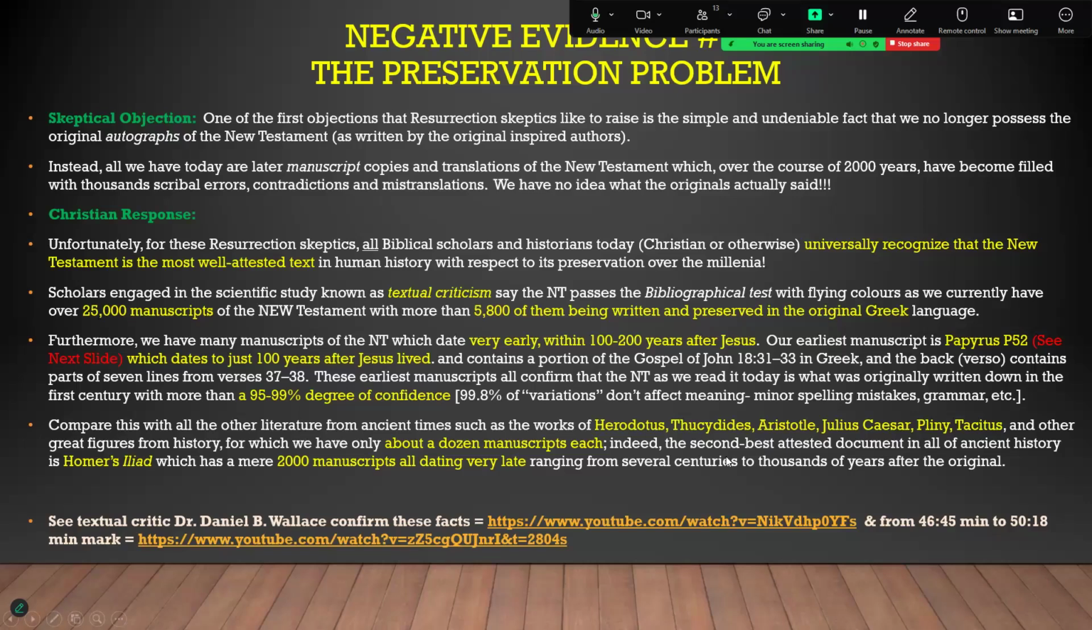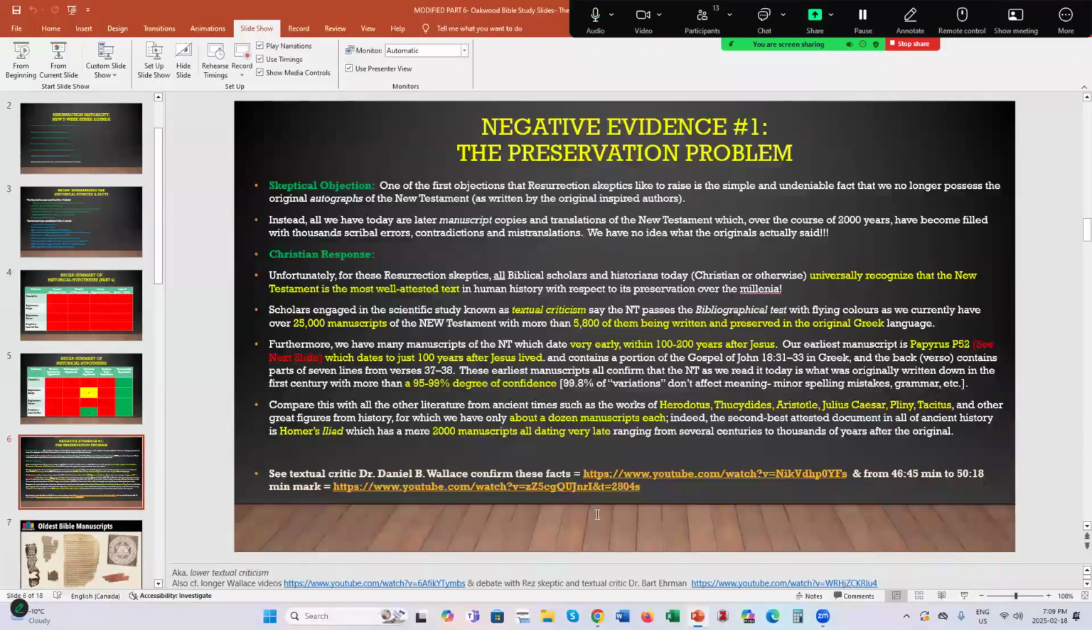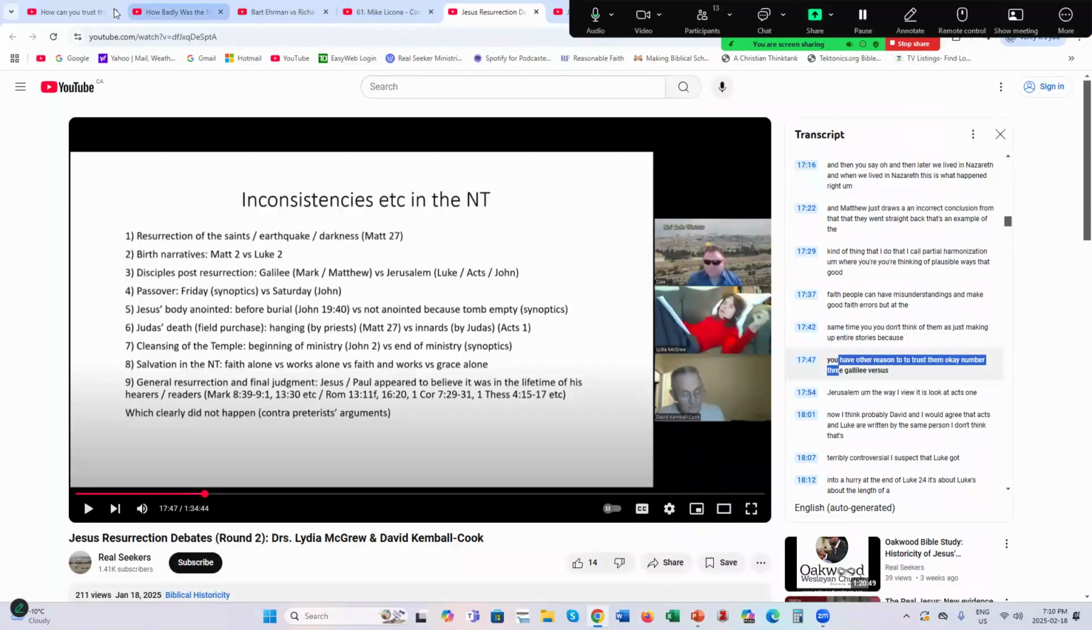And by comparison, the second best attested source is Homer's Iliad. So what do we have with that? We at best have 2,000 manuscripts, all dating several centuries, even thousands of years after the fact. So, close to 2,000 years after the fact. So it really is no comparison. In terms of the bibliographical test, the New Testament passes with flying colors. And I just want to play a couple quick clips from a textual critic and Christian scholar, Daniel Wallace, so he can kind of explain this, how good the evidence is.